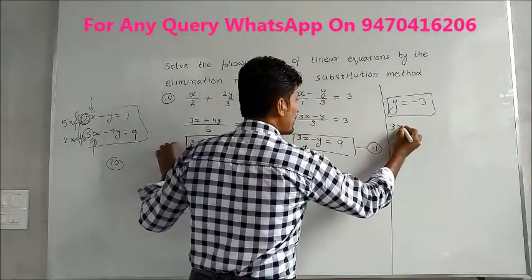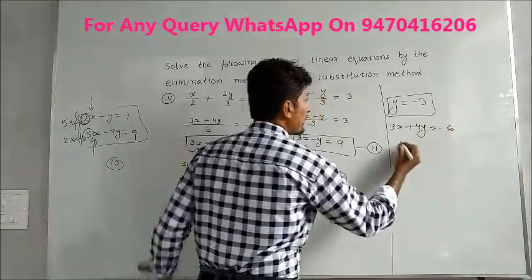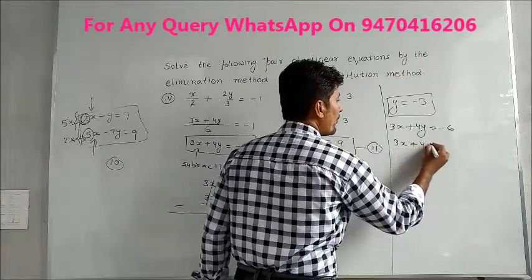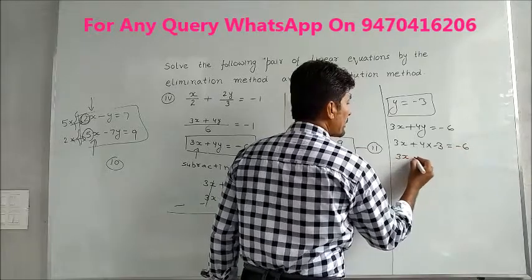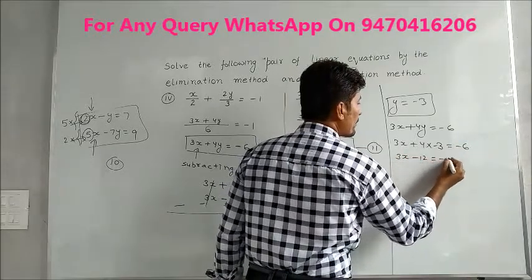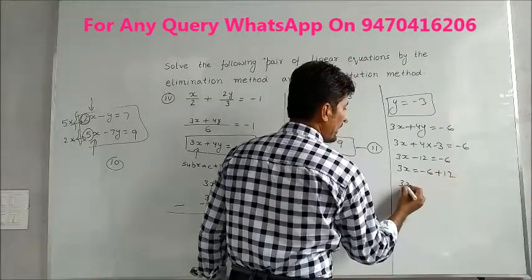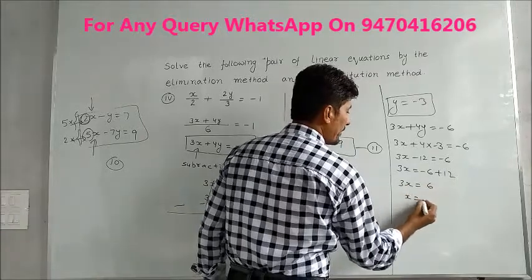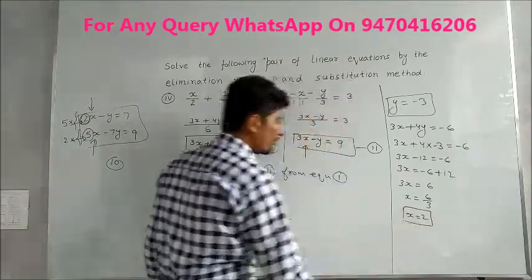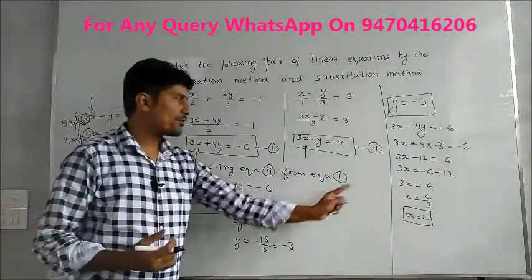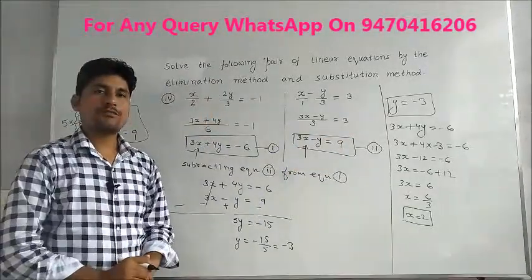The equation is 3x plus 4y equals to minus 6. 3x will be as it is, plus 4 into y. In the place of y, we write minus 3, equals to minus 6. 3x plus minus 12 equals to minus 6. 3x will be equal to minus 6 plus 12. 3x will be equal to 6. x will be equal to 6 upon 3. And finally, we get x equals to 2. Now we got the value of x equals to 2 and the value of y equals to minus 3. So this is the solution for this question.